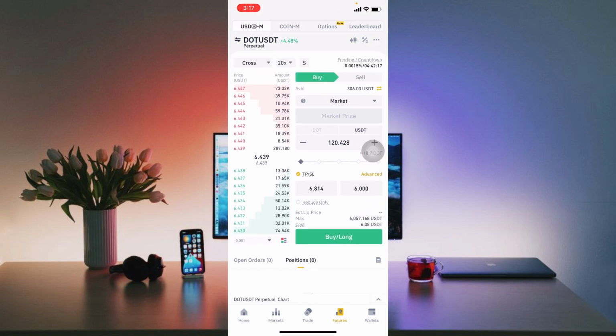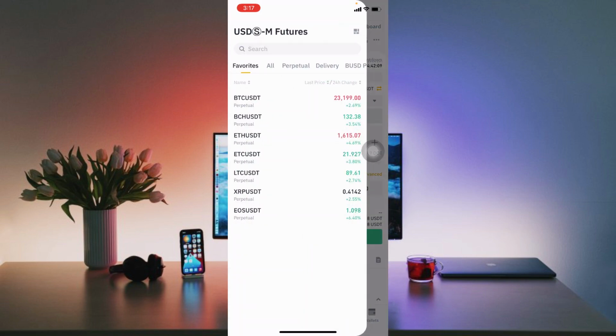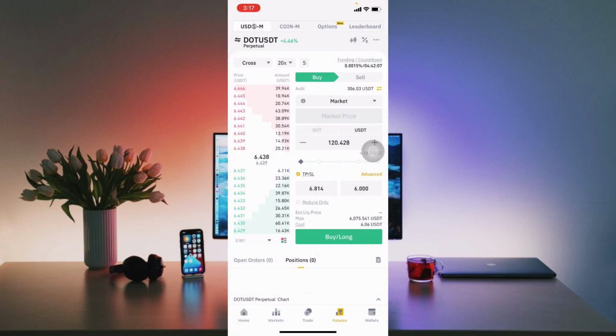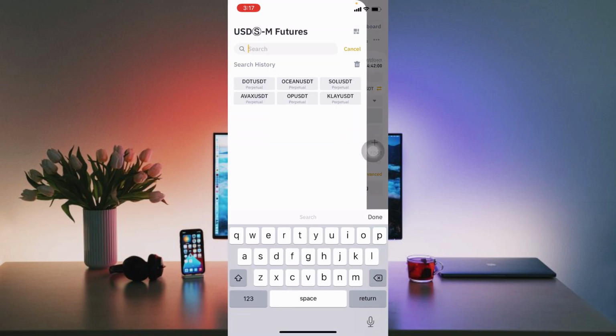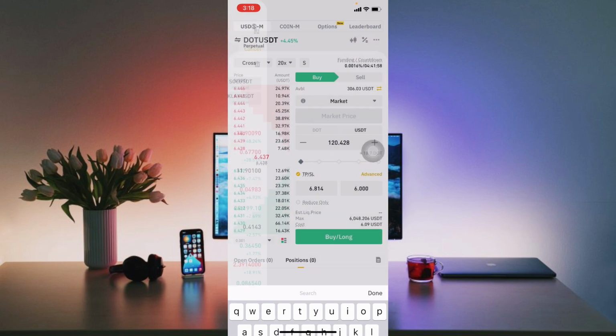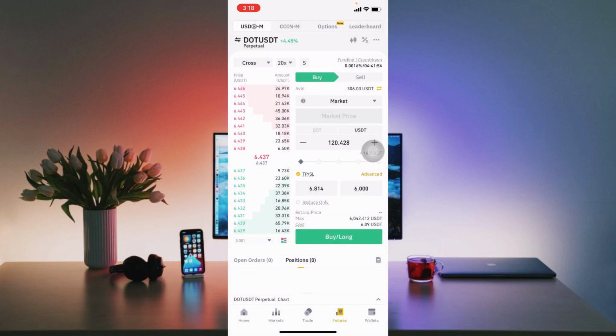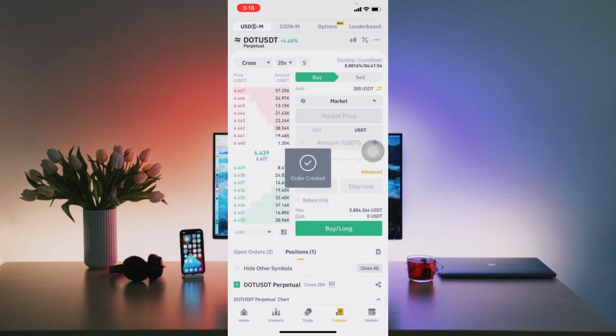So now I'm going to enter the trade long. Long means you are buying that particular cryptocurrency pair. So if you want to trade any pair, just click on the top left corner, just below the USDT, at M Futures. When you click on it, you search for the cryptocurrency that you want to trade. So right now what I want to do is enter long.